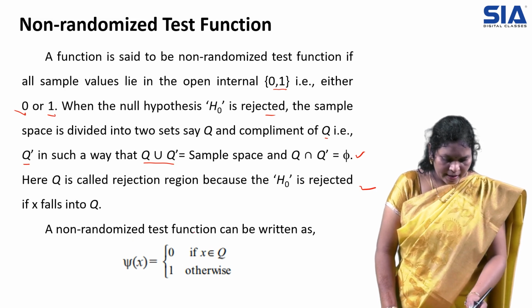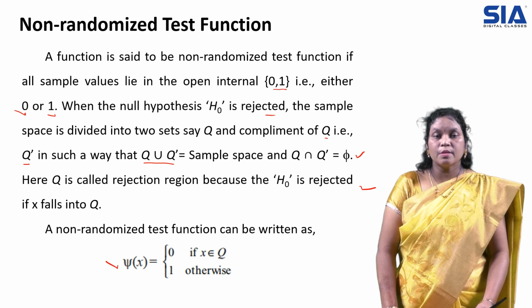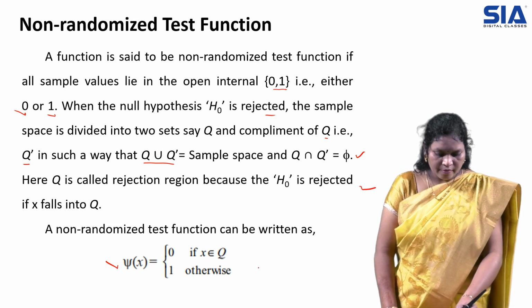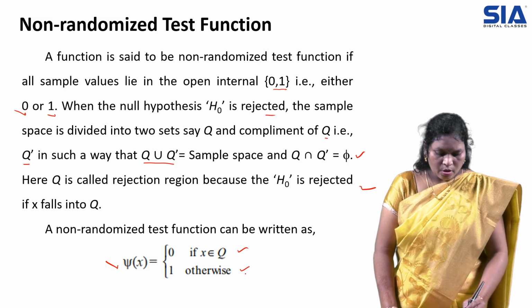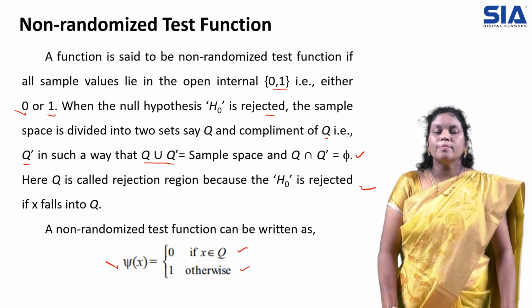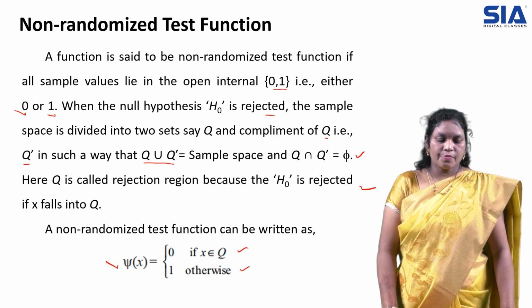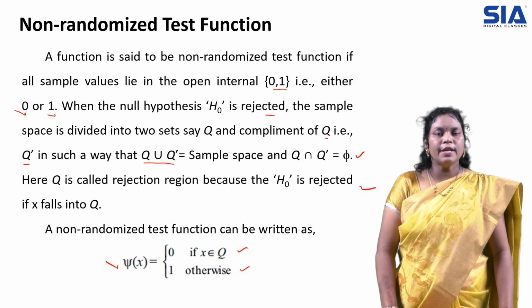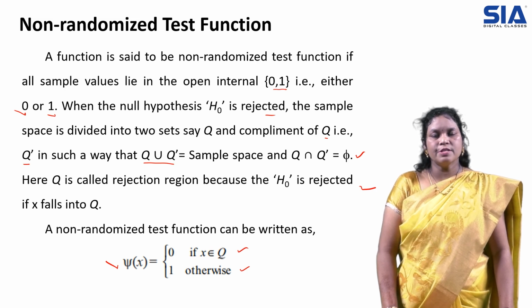So a non-randomized test function can be written as, they have given here how it is represented. Phi of x is equal to 0 or 1. 0 or 1 will be your representation. So this is your non-randomized test function. This is very important. Most of the time it is covered from the first unit. So check it out, randomized and non-randomized test functions.